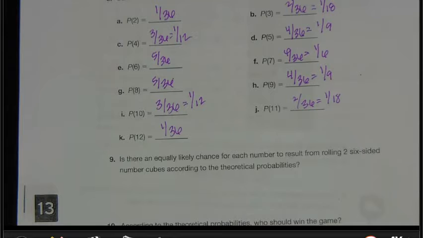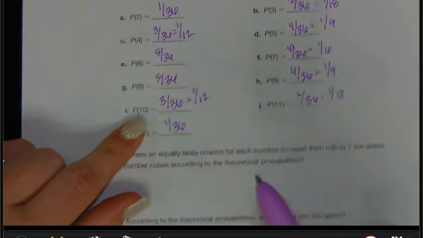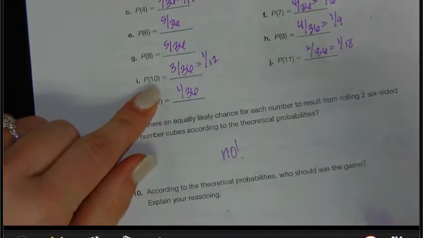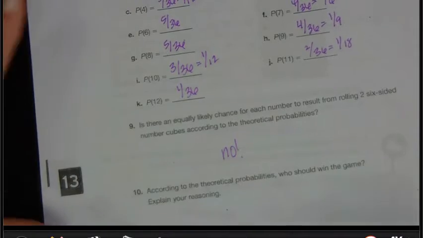All right. Is there an equally likely chance for each number to result when rolling this number cube here? So looking at our array and adding everything out, do I have the same chance of landing a sum of 12 as I do a sum of 10? And the answer is no. Okay, the answer should be no. Well, let's think about this now.